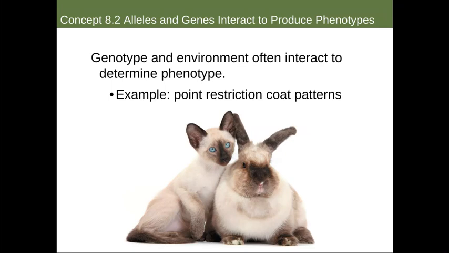Okay, so genotype and environment often interact to determine phenotype. So we talked about this point restriction in rabbits. Okay, so this is an example right here. We see a Cheshire cat right here, and the same patterning in a rabbit. So when we talk about point restriction, we mean endpoints on the body, so like the nose, the ears, the ends of the paws, tail, all that. They will tend to be darker than the rest of the body.